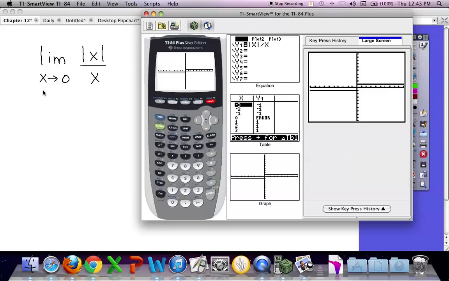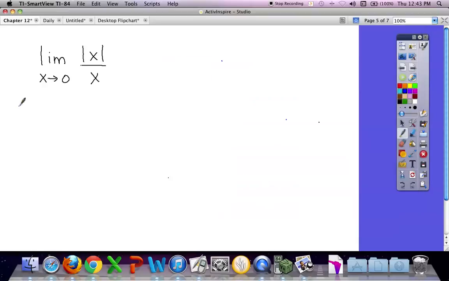Okay, we're trying to take the limit as x approaches 0. Well, let's see what happens when we approach from the right and the left. And actually, there's a notation that we use for this. The limit as x approaches 0, if you put a little plus there, it means it's coming from the right. And the limit as x approaches 0, and you put a little minus there, that means it's coming from the left.